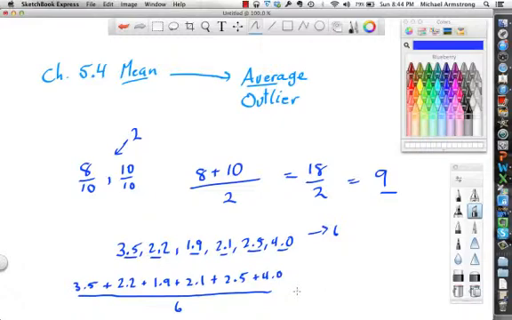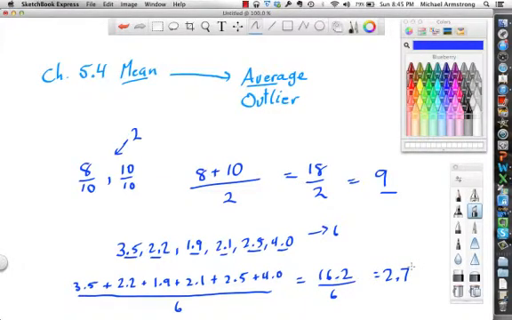So I'm doing this on a calculator because I think that makes sense. We could add it up pretty quickly, but give me a second. 3.5 plus 2.2 plus 1.9 plus 2.1 plus 2.5 plus 4.0 is 16.2 divided by 6. If I divide that by 6 using my calculator, it's equal to 2.7.